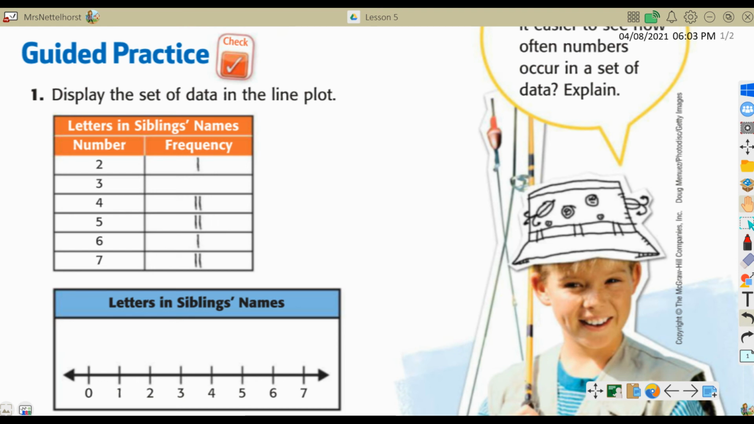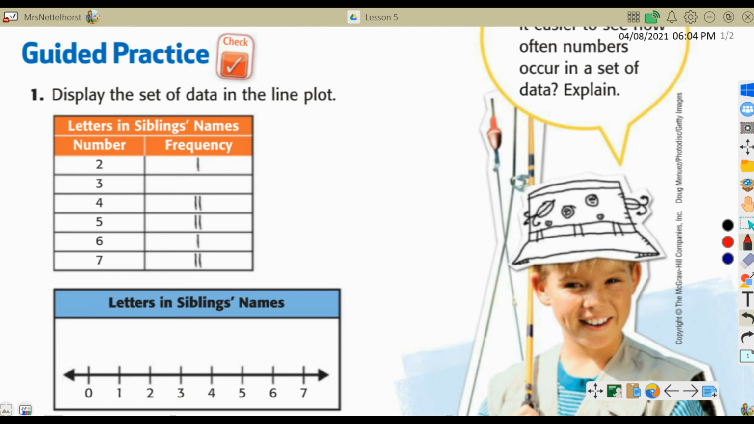So they should have started this number line at 2 because that's your smallest number. But anyway, it shows all the numbers 0 through 7. And then you're going to put X's for the number of tally marks that there are above each number. So there's one occurrence of 2 letters. So you're going to put an X over the 2 like that. So pause the video and then come back and I'll show you the right answer.